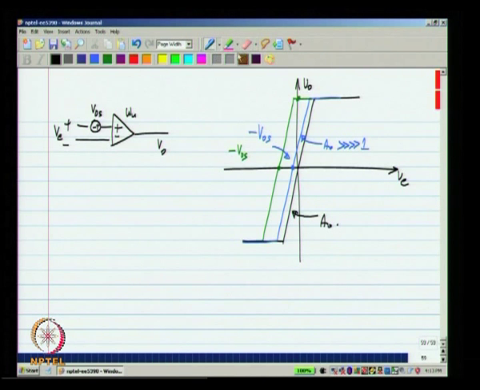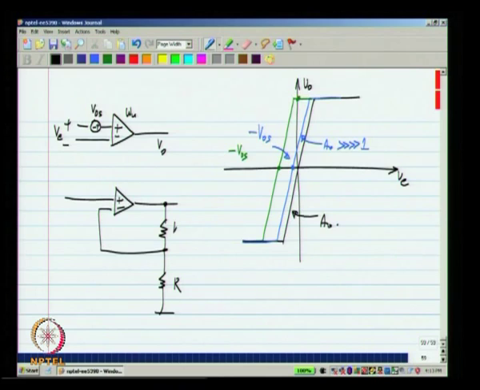Now, what does this offset do to our amplifiers? Let us take our prototype amplifier. This is R, this is k minus 1 R. Okay. And the op amp has an offset V o s. Okay.